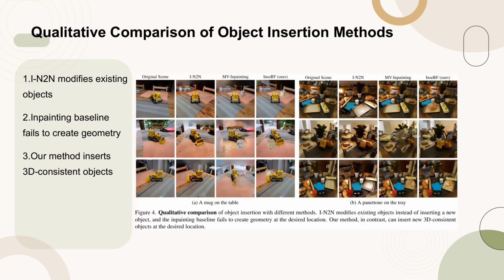Figure 4 presents a qualitative comparison of object insertion methods. IN2N alters existing objects rather than inserting new ones, and the inpainting baseline struggles to generate geometry at the desired location. In contrast, our method successfully inserts new 3D consistent objects at the specified locations.